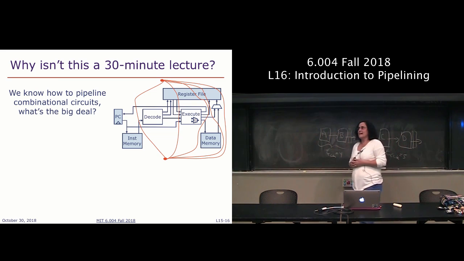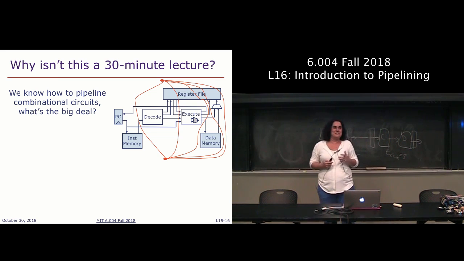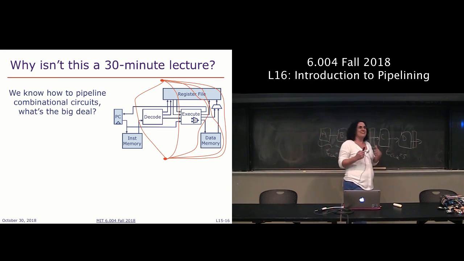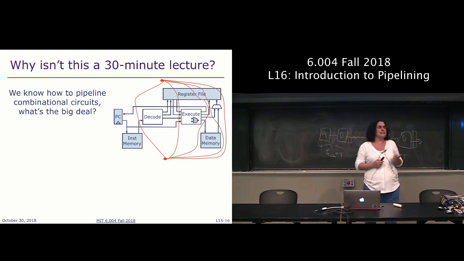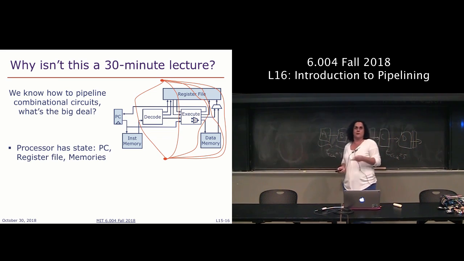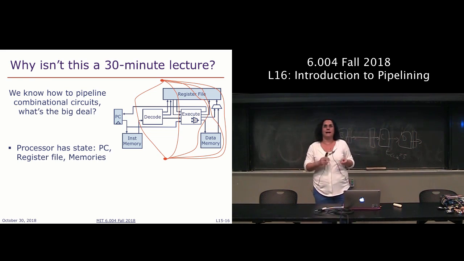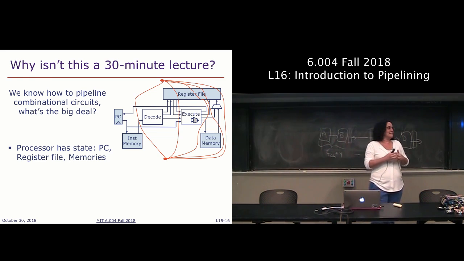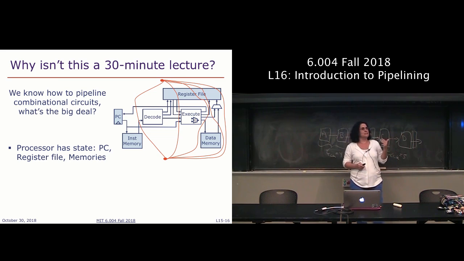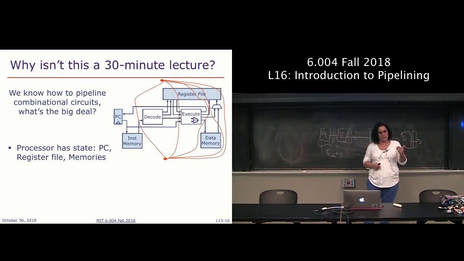Well, it turns out that this is not a combinational circuit, right? So it's not quite as simple as just drawing those 5 contours. So there's 2 things that are going to produce problems for us here. The first is that we have state, okay? So we've got our registers, we've got our PC, we've got our memory. All of that is state. So we have to pipeline this a little differently from what we did with our combinational circuits.